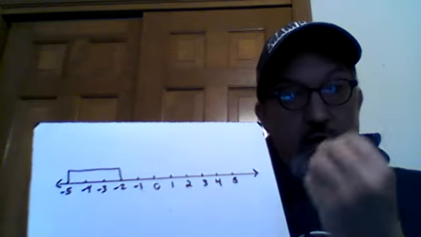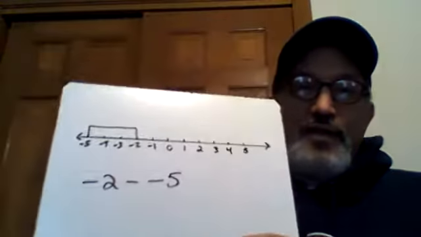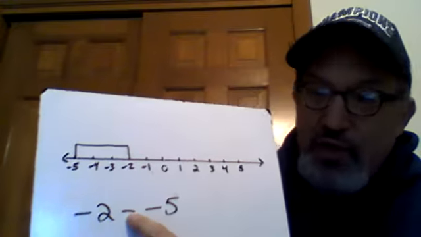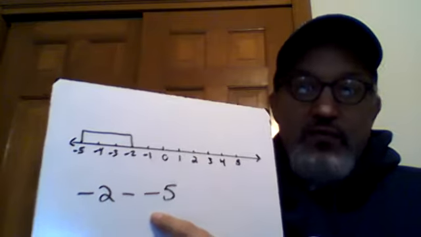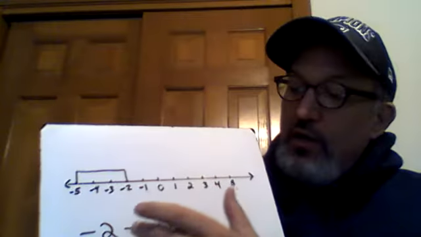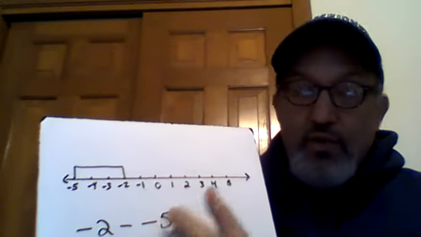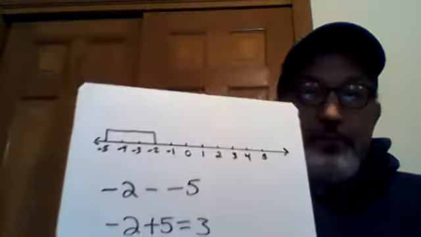But if we take the bigger number minus the smaller number, and in this case, of course, it is -2 minus -5. -2 is bigger than -5, so -2 and then the subtraction sign and then the -5. And of course, we have learned that to subtract a number, you add its opposite. So to subtract -5, you add +5. So this becomes equivalent to -2 plus 5, which is 3.